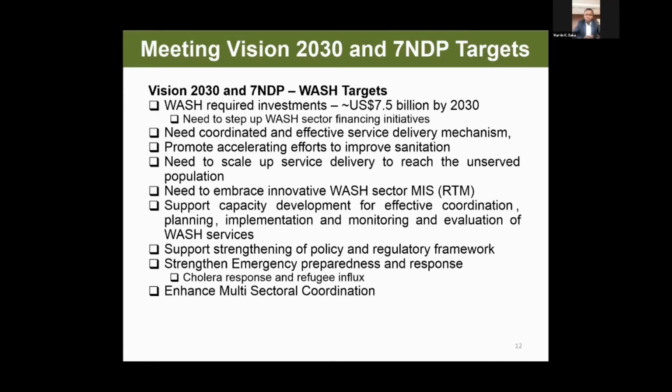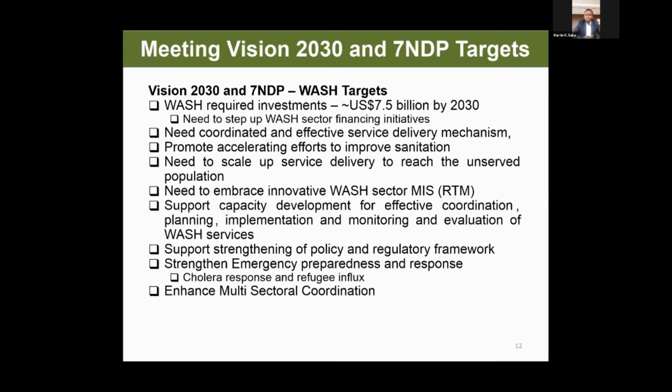There's need to embrace innovative WASH sector management information systems, support capacity development for effective coordination, planning and implementation, and monitoring and evaluation of WASH services, which is very, very important. And of course, there's need to support strengthening of the policy and regulatory framework. There's need for strengthened emergency preparedness and response. For instance, the cholera response and the refugee influx, basically an increase in the populations, and also because of the impending crisis that might arise, there's need for a lot of strengthened emergency preparedness.